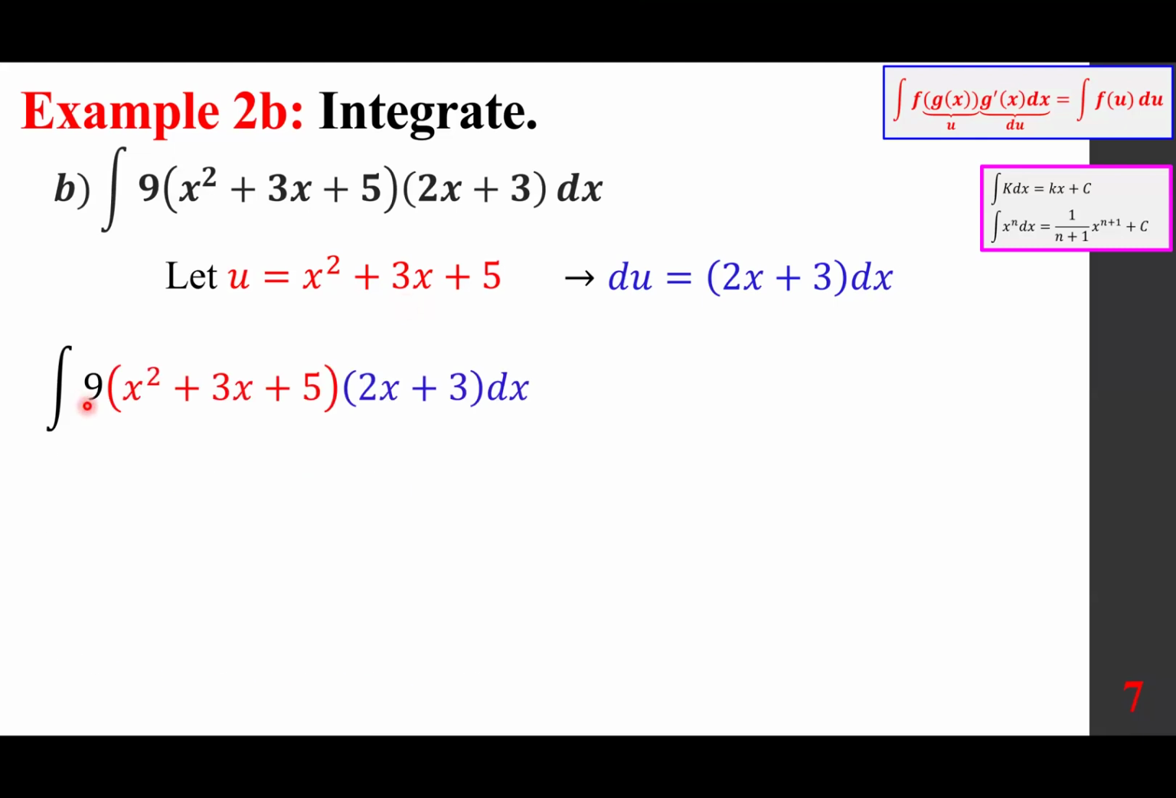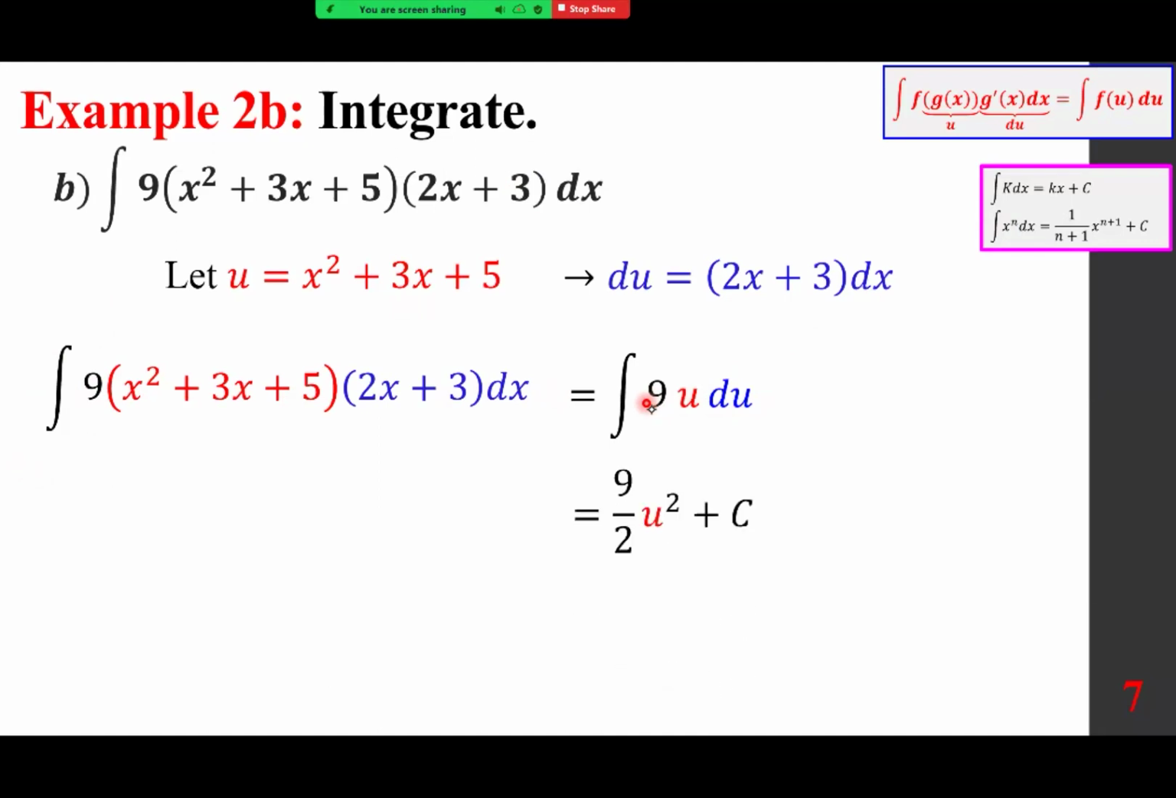So this number 9, whether you have it inside the integral sign or outside, makes no difference. It's a multiplier, it's a coefficient, it will remain. So this is u, this is du, and the integral of u follows the power rule. This gives you half of u squared. So it becomes 9 halves u squared and a constant. Replace the u: 9 halves times (x squared plus 3x plus 5) squared plus c is the final answer, everybody.